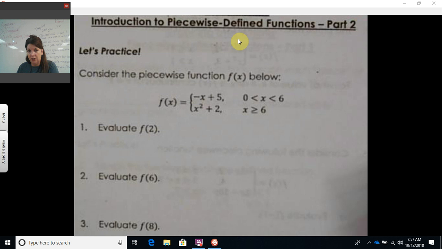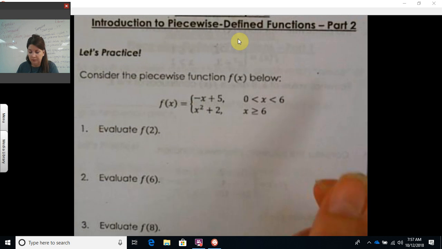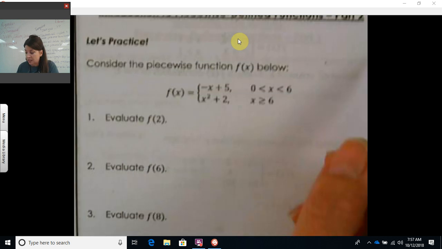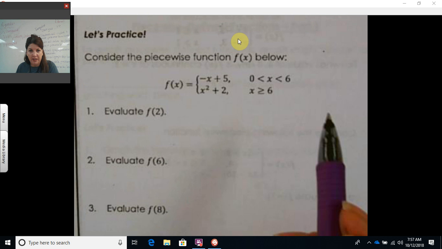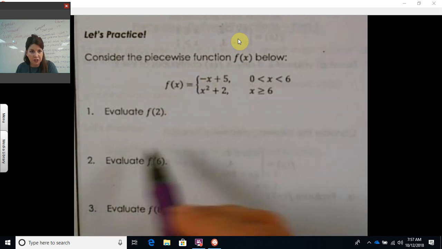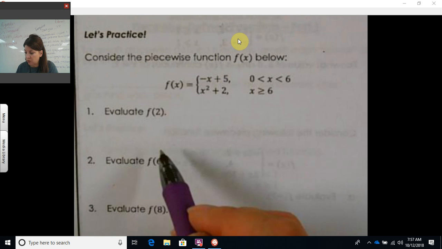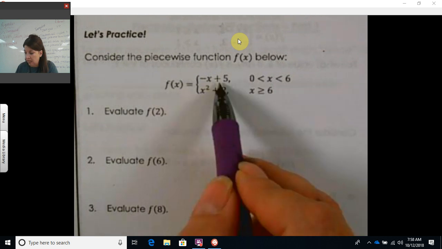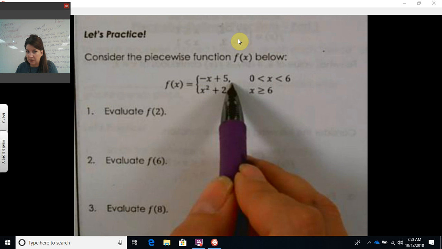This you already know is a piecewise function, okay? So we've looked at graphs and piecewise functions already, but now we're going to learn how to evaluate a piecewise function. All right, so I have two different functions. What kind of function is this?